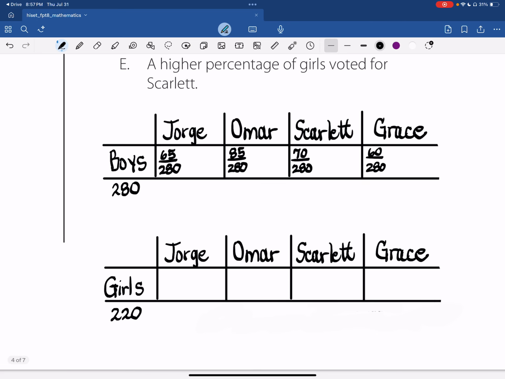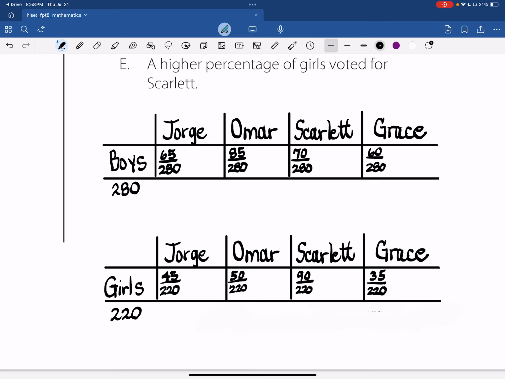For the girls, we know that 45 girls voted for Jorge. We know that 50 girls voted for Omar. So we could say that among the girls, Omar was more popular than Jorge, but not a lot more. But Scarlett got 90 votes, almost half of the votes. So Scarlett was very popular with the girls. And Grace got 35 out of the 220. So I have just broken out the votes over the totals for each group.